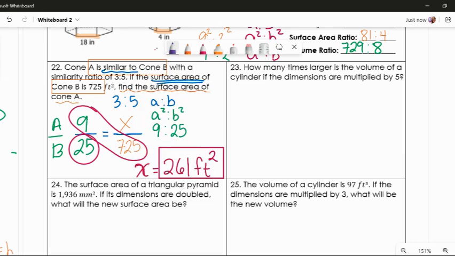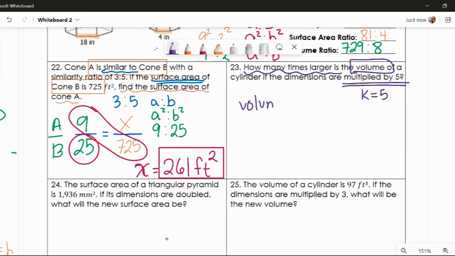Okay, how many times larger is the volume of a cylinder if the dimensions are multiplied by 5? Now remember we said if the dimensions are multiplied by 5, that means the K value, the scalar multiple they multiply by, is 5. So it's multiplied by 5. It wants to know how many times larger the volume is. Well, let's talk about that.